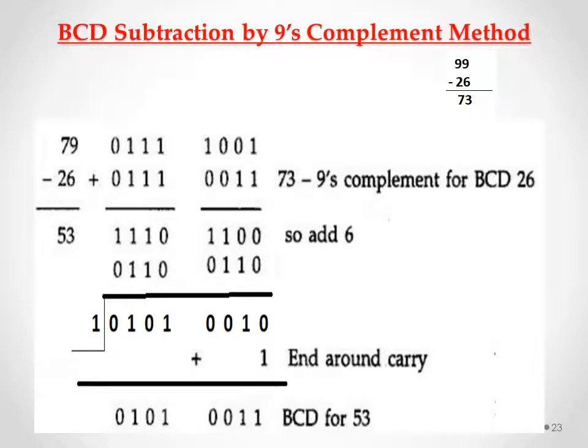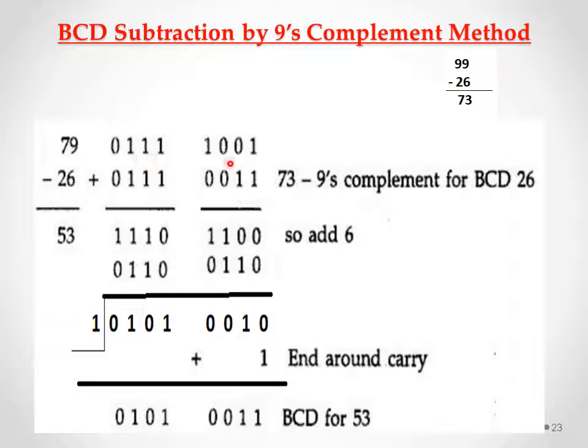In this example, 79 minus 26 is 53 by direct subtraction. Now let's see BCD subtraction. For BCD subtraction, we have to take the 9's complement of the subtrahend, which is 26. So we subtract 99 minus 26, which is equal to 73.